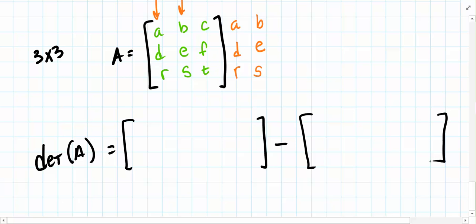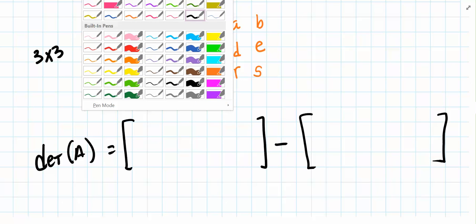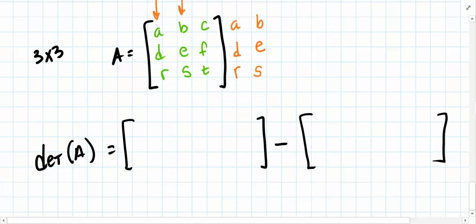You need to get the product starting with A and going along the diagonal all the way down. That would be A times E times T. It doesn't matter what they are. You have to multiply those together. Then you move over to the next column.